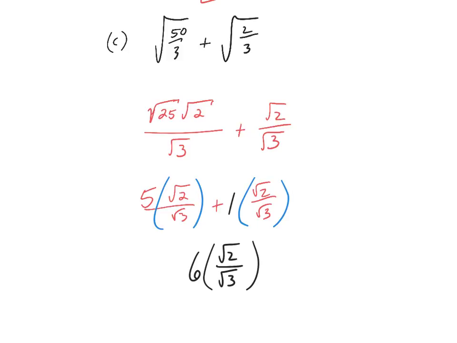But I can't leave a radical in the denominator. Can't leave a radical in the denominator. Eduardo, I see a root 3 here, right? I don't want a root 3. I want something that's a perfect square. So what can I multiply root 3 by to make it a perfect square?